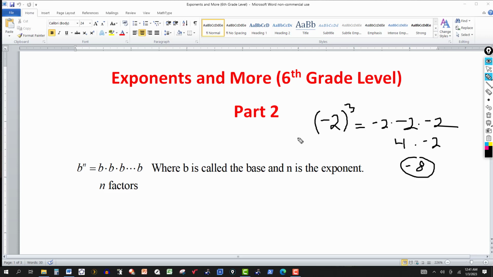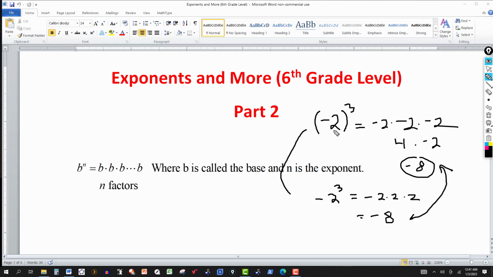Now let's suppose that I write it without the parentheses. I just put it this way. Those are different, because in this one, the second one, the base is 2. The negative is not included. So I would just put the negative out here. And then 3 factors of 2 would be 2 times 2 times 2. 2 times 2 is 4, times 2 more is 8, bring down the negative. Different problems, but the answer comes out the same.